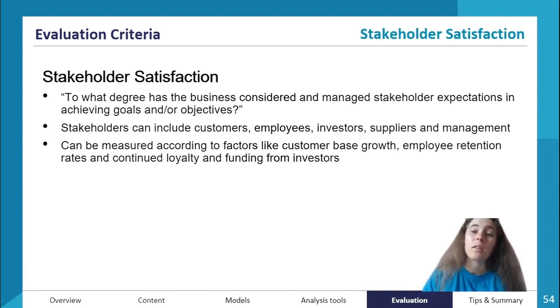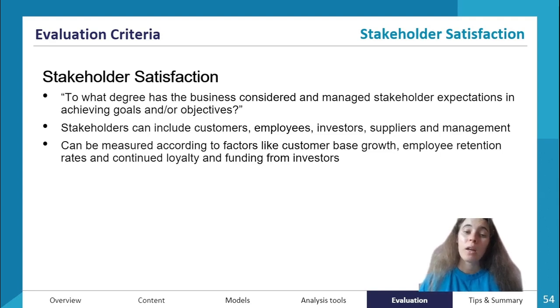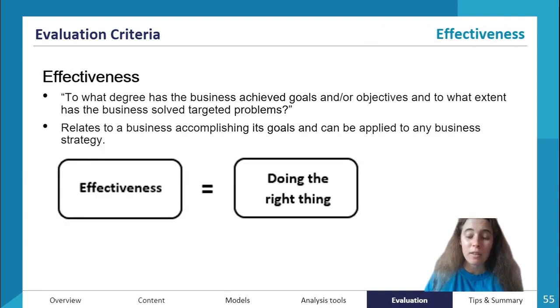Stakeholder satisfaction is about the level that the business has considered and managed stakeholder expectations in achieving goals and objectives. Now, these definitions that we've got here are all from the syllabus. I recommend you go to the syllabus to have a look at the glossary if there's any terms that you aren't sure about. Now, stakeholders can include a wide range of people. It's a really broad term. So you could be looking at customers, employees, investors, suppliers, or management. And again, lots of different factors can be looked at to think about satisfaction, growth, employee retention, loyalty, and funding from investors, for example.